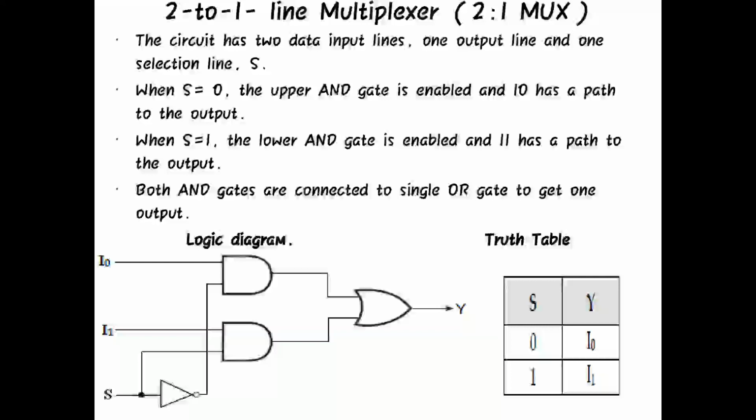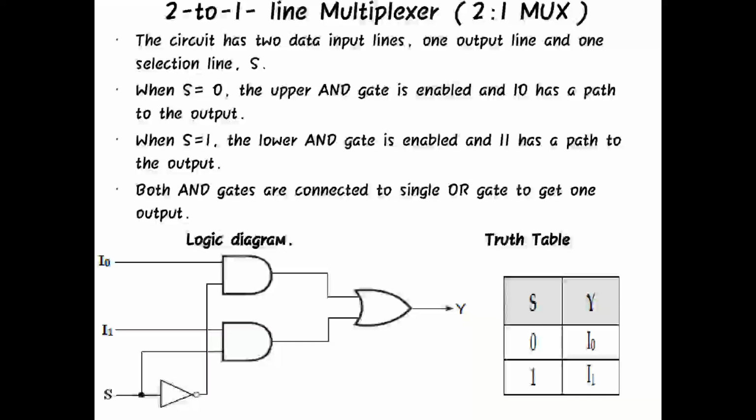As you can see in the logic diagram, we have S at the bottom, and two inputs for the AND gates. One is input 0 and the other is input 1, along with the select input S. And we have a NOT gate here. So for the first AND gate, the signal from the NOT gate is supplied, that is, S will be 0 for the first AND gate. For the next AND gate, S will be 1. How will we get this?